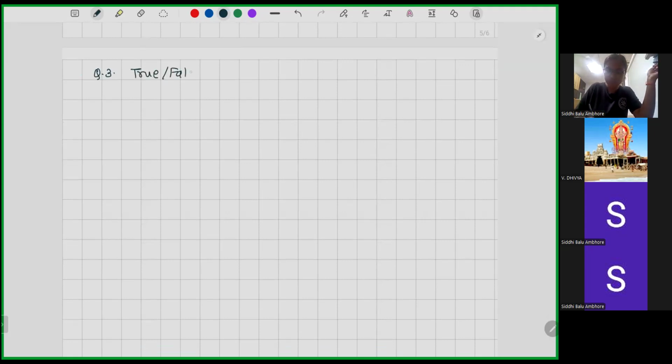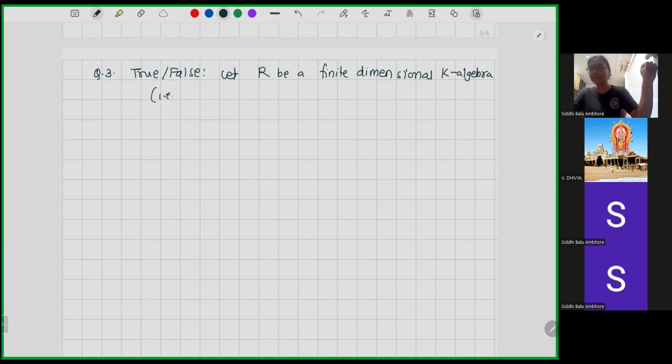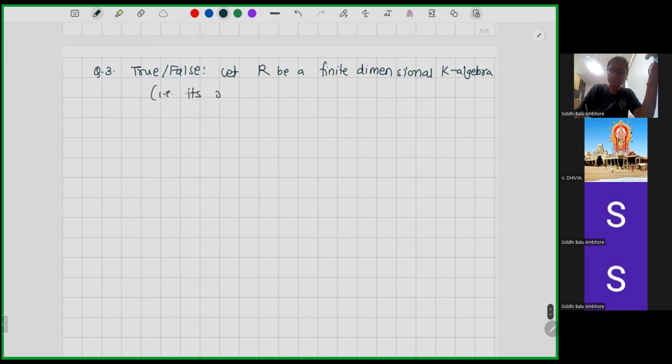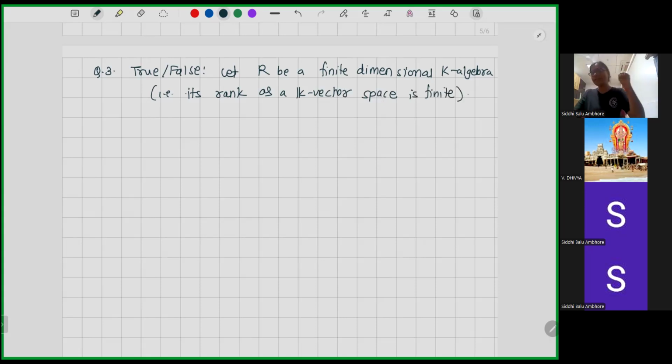True or false: let R be a finite dimensional K algebra. When I say finite dimensional K algebra, so we know finite K algebra and finite type K algebra, and now this is a finite dimensional K algebra. This means that its rank as a K vector space is finite. So finite dimensional and finite K algebra are kind of the same. Okay, so R is a finite dimensional K algebra.